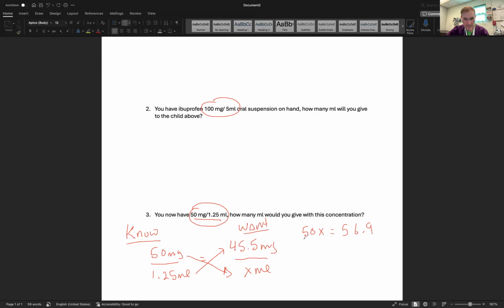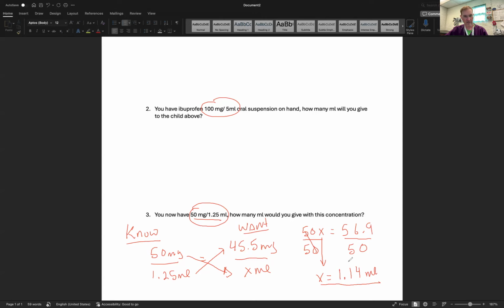And then remember, I need to get x by itself. So I'm going to divide this side by 50, and then that x is going to fall down. But remember, what I do to one side, I also have to do to the other. So 56.9, I'm going to divide that by 50, and that is going to give me just a little over 1. It's 1.1375, and I'm just going to round that to 1.14 milliliters. And before I say this is my final answer, let's see if that passes a smell test.